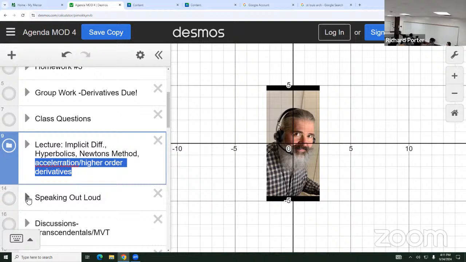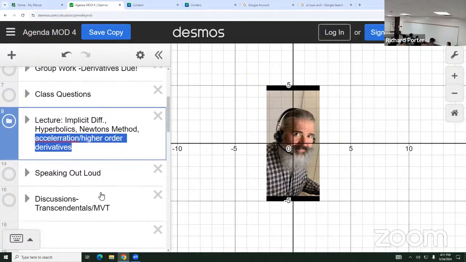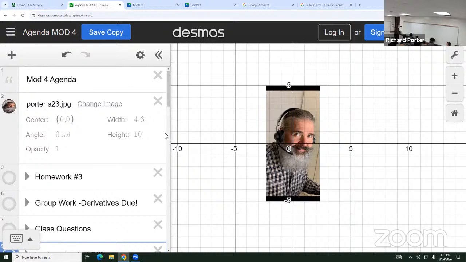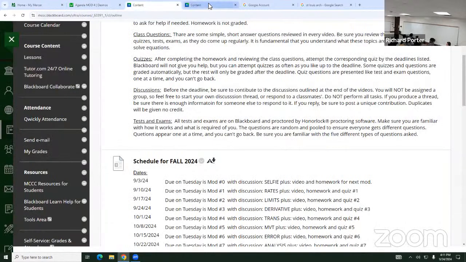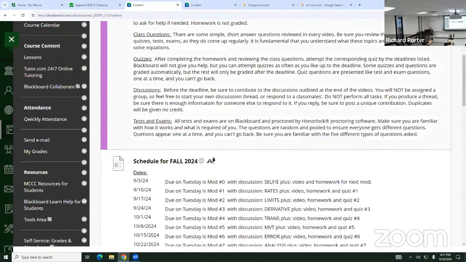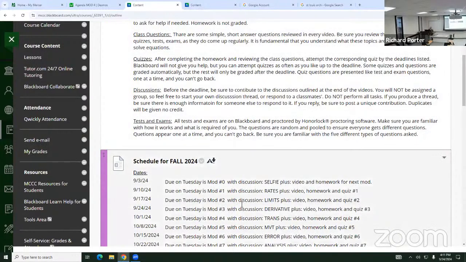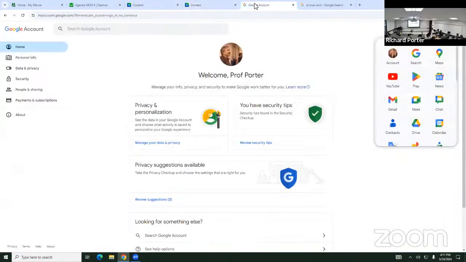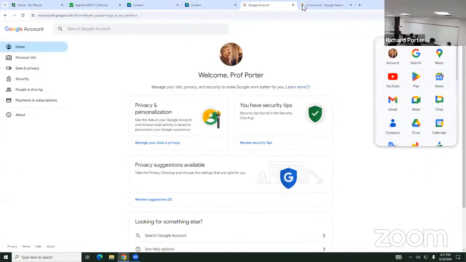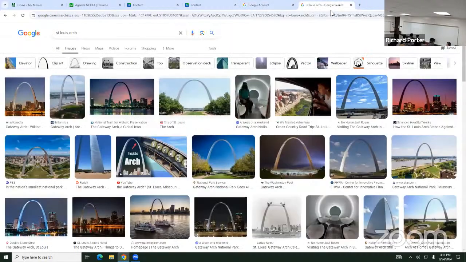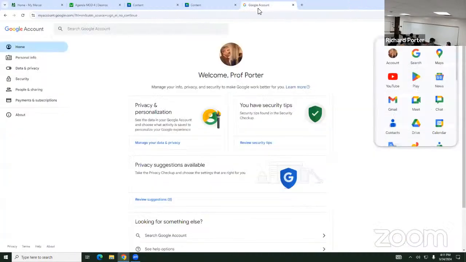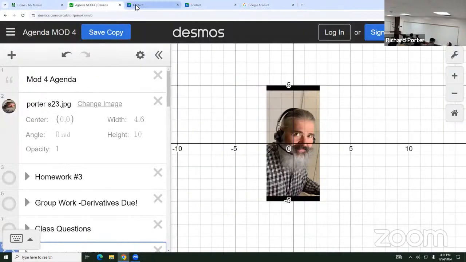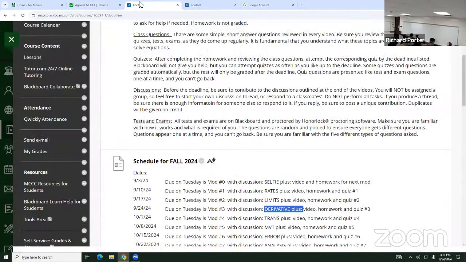So I'm just going to go with my notes. Let's see what we got for notes. And anything else? So everything that's due today, we're good: the derivatives is due and quiz 3 is due. All right. St. Louis Arch, because you're not interested in it. Let me get my notes out. Lessons.